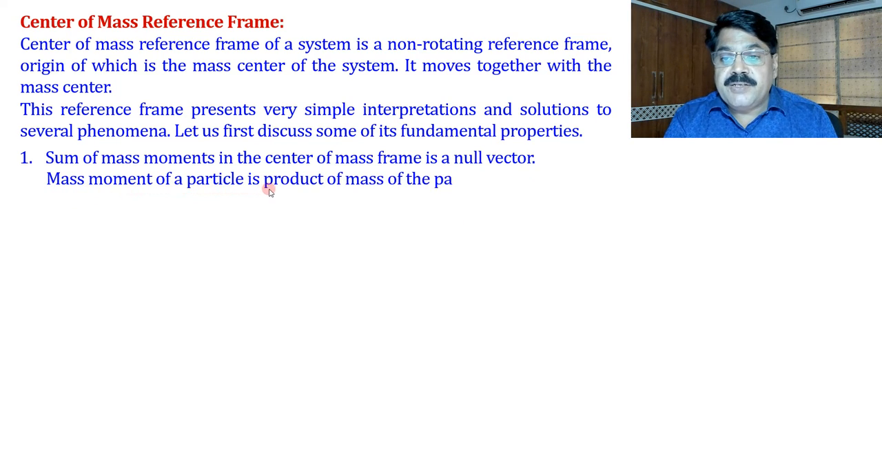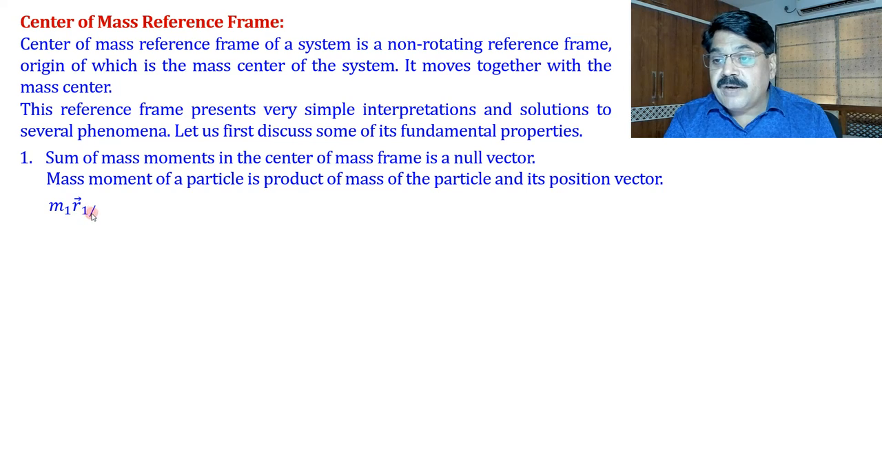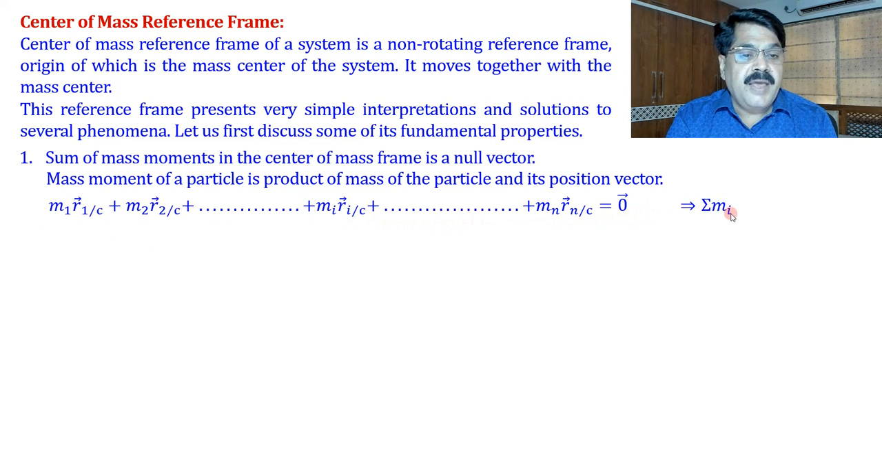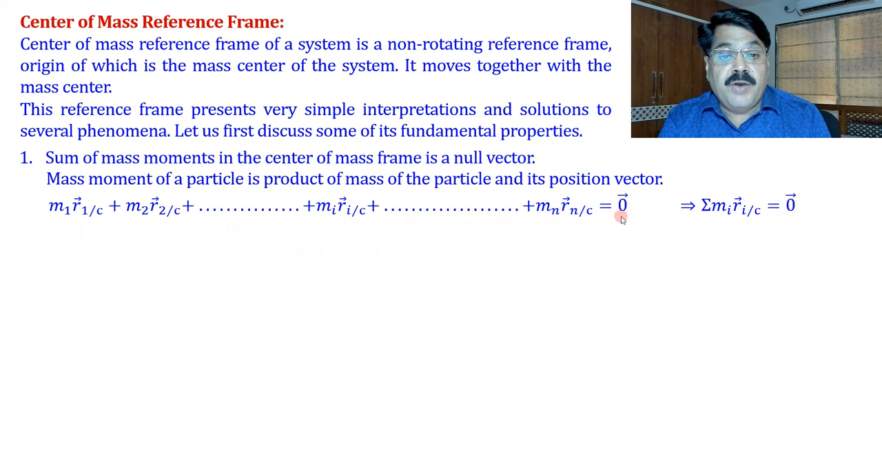Mass moment of a particle is the product of the mass of the particle and its position vector. Now, in the center mass frame, what will it be? M1 R1 vector with respect to C plus M2 R2 vector with respect to C and so on. For the ith particle, it is Mi Ri vector with respect to C, and for the nth particle, plus Mn into Rn vector with respect to C. This will be a null vector. This equation we can write in simple form as summation Mi Ri with respect to C is equal to null vector.